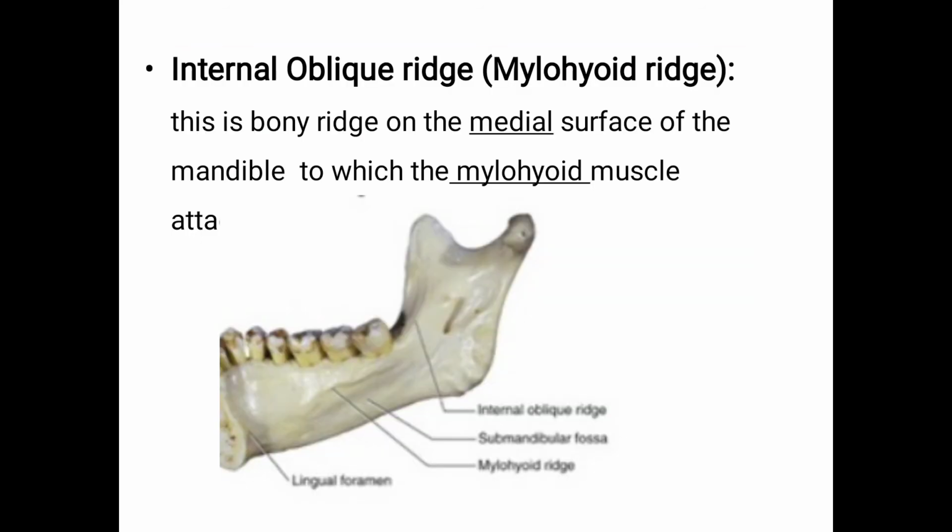The next landmark is the internal oblique ridge or the mylohyoid ridge. It is a bony ridge on the medial surface of the mandible to which the mylohyoid muscle attaches. The attachment is made by the mylohyoid muscle. It is the same as the external oblique ridge, but located medially. Okay, this is the mylohyoid ridge, with the attachment of the mylohyoid muscle.